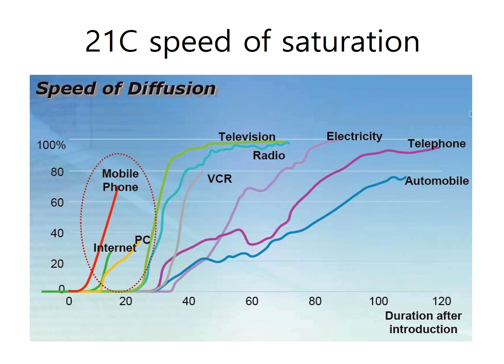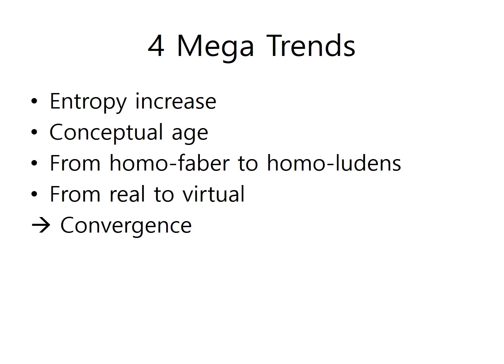Therefore, it is important to predict change well in advance, whether individual or national. If you make a good prediction, you have a high chance of becoming a person with great influence in a short time. In the first class, I would like to talk about the trends of change in the 21st century. I think there are 4 major megatrends appearing in the 21st century: entropy increase, conceptual age, from Homo faber to Homo ludens, and from real to virtual. I will describe each of these 4 megatrends.